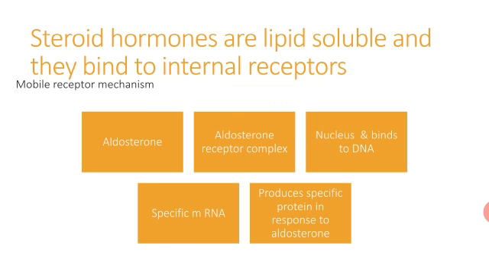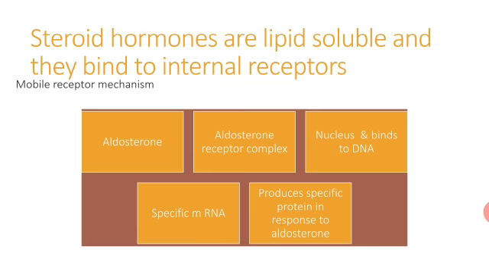So like that, there are two types of hormonal mechanisms, namely hydrophilic hormones act through cyclic AMP, that is a signaling molecule, whereas lipid soluble hormones act through the mobile receptor mechanism. So this is about the hormonal mechanism in relation to hydrophilic hormones and lipid soluble hormones.